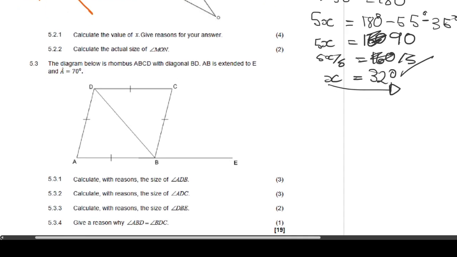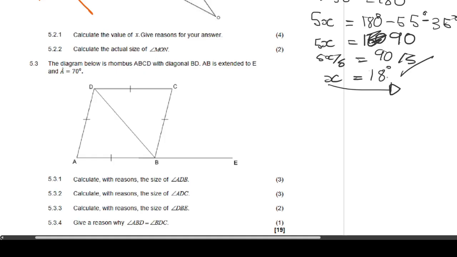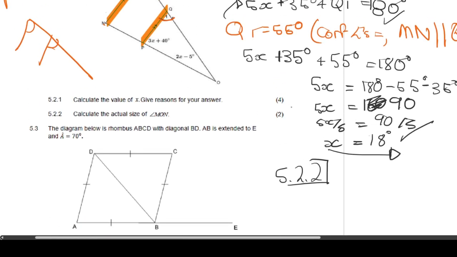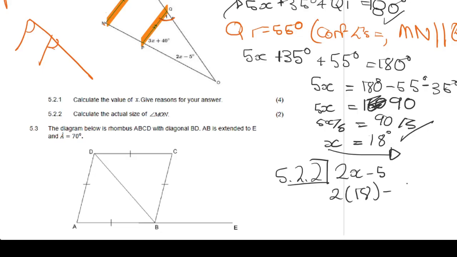so here should be 90 divided by 5, which is equal to 18 degrees. So then 5.2.2 is give the actual size of MON, right? And angle MON is 2x minus 5, which is 2 times 18, minus 5, which is 36, minus 5, which is 31 degrees.